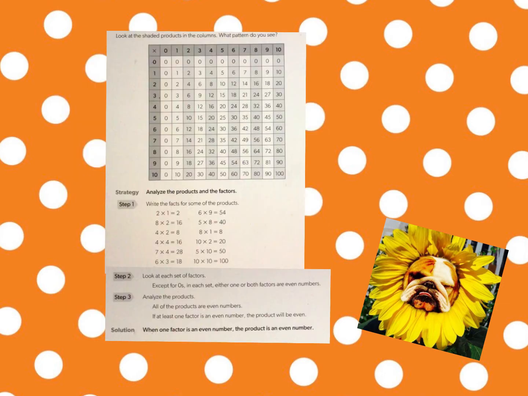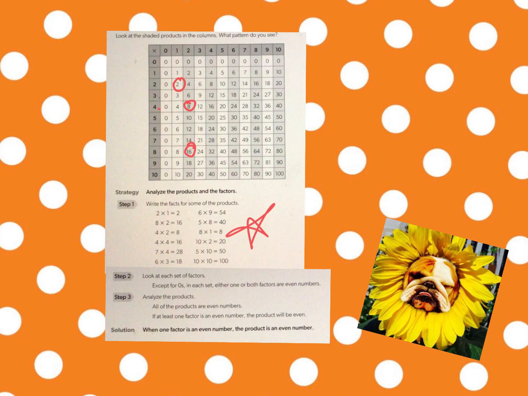We can also use a times table chart to find different parts that are shaded and find different patterns. So if we look at 2 times 1 equals 2. If we look at 8 times 2, we can go down to 8 times 2, which is 16. Okay? We can also do 4 times 2. So there's 4, and there's my 2. That's 8.